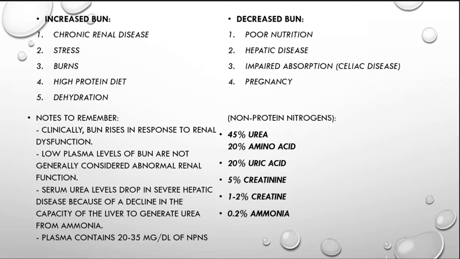Notes to remember: BUN rises in response to renal dysfunction. Of course, if naa something wrong sa imong kidney, meaning mataas ang imong BUN, okay? So, low plasma levels of BUN are not generally considered abnormal renal function. Plasma contains 20 to 35 milligrams per deciliter of your non-protein nitrogens. So, this can be in the form of urea, amino acid, uric acid, creatine, and your ammonia, okay? Alright, so that's for BUN.